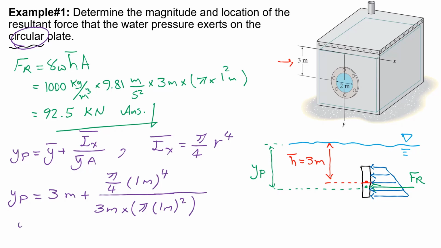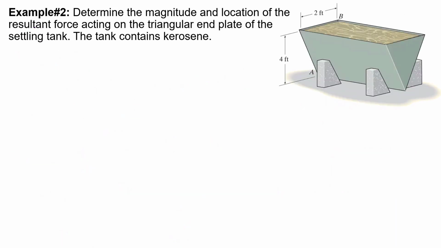And based on that, the location of the resultant force would be 3.08 meters. And that's your final answer. Okay, so now I found yp to be 3.08 meters. Example number 2 is a very similar example to number 1, but this time our plate is triangular.